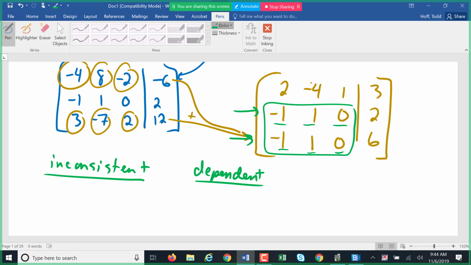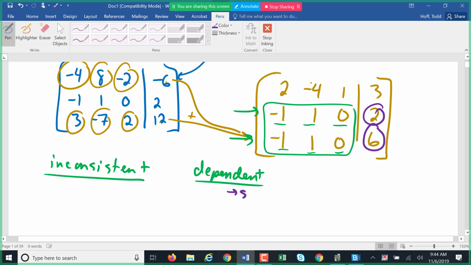How do I know? Well, if the augmentation were the same, that would mean it was dependent. Here, however, the augmentation is different. That means it is inconsistent. So there is no solution to this system of equations.